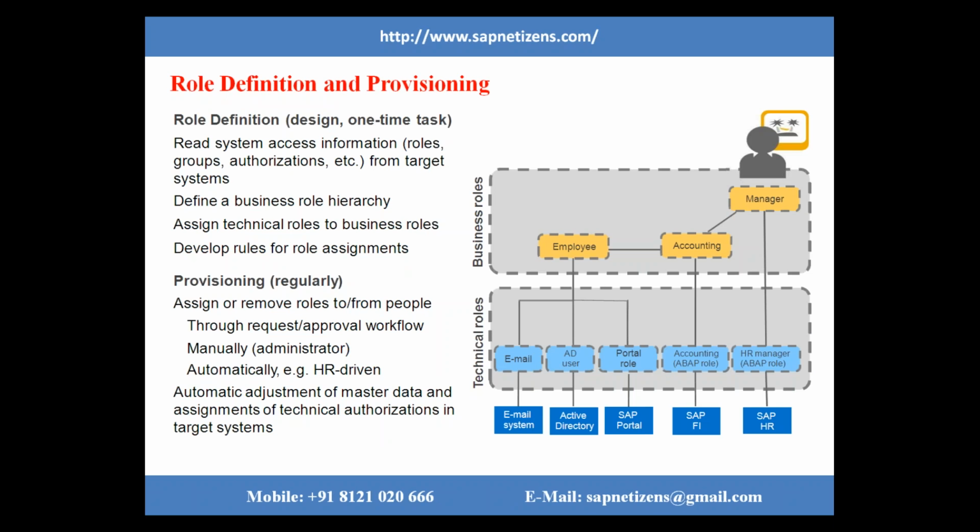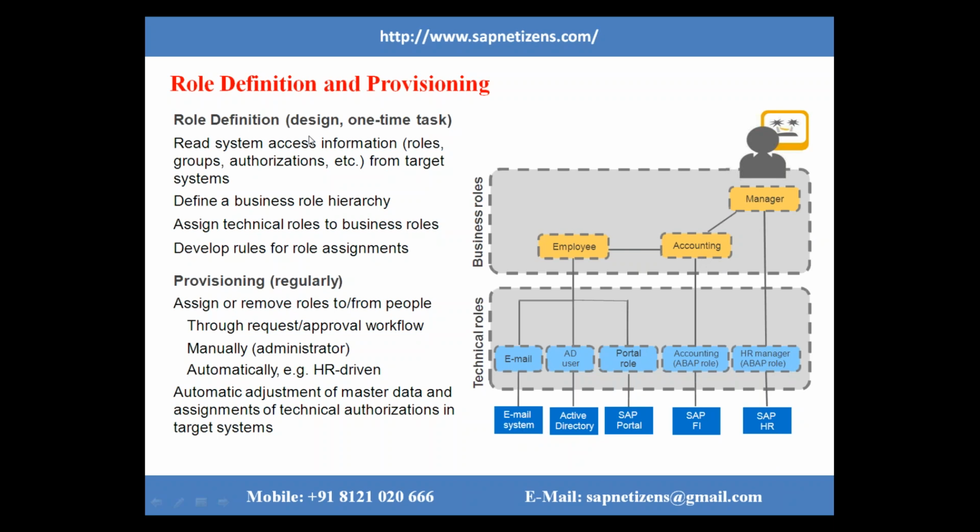Next topic is role definition and provisioning. In the picture it is clearly shown how role definitions and provisioning go from technical roles to business roles. Here come the manager, accounting, and employee, where the employee has three different aspects like email, Active Directory, and the portal role, which again has the email system, Active Directory, and SAP portal. Coming to accounting, it's an accounting business role that deals with SAP PI. And the manager has an HR manager business role.